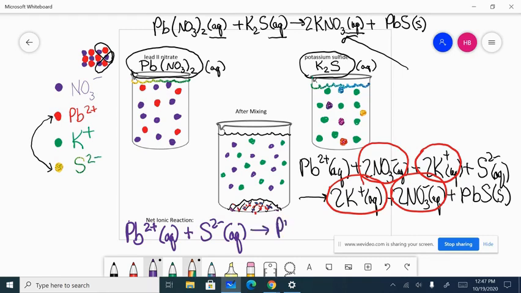And this is the net ionic equation that I constructed from the molecular equation up above.